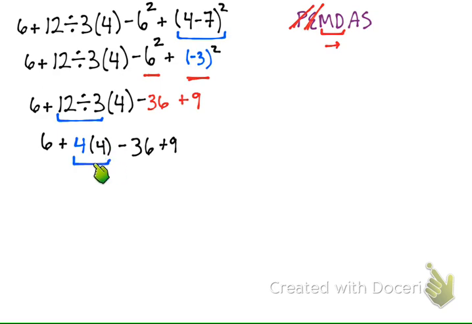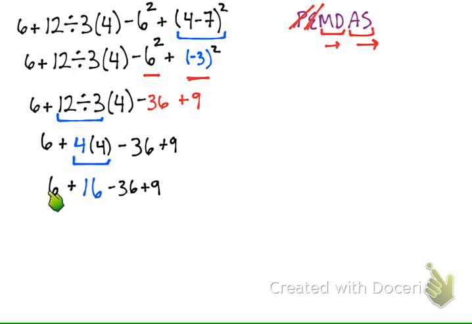And then now we have multiplication right here. So we're going to take 4 times 4, and that's 16. Drop everything else down. So we're done with multiply and divide. All we have down here is addition and subtraction. And with that, we're going to work from left to right.